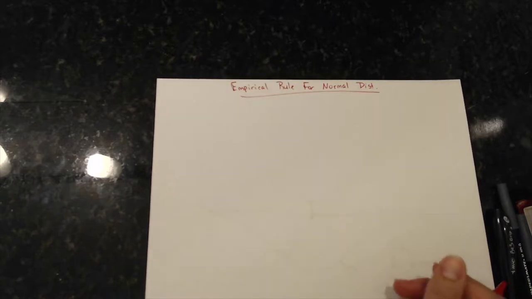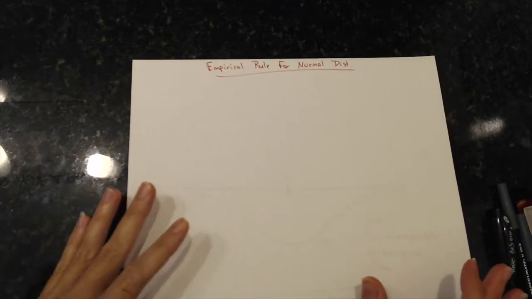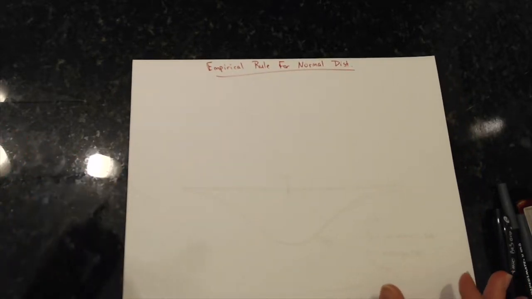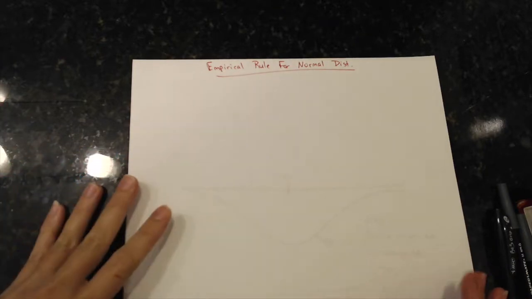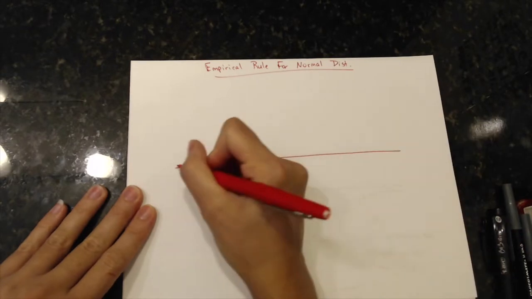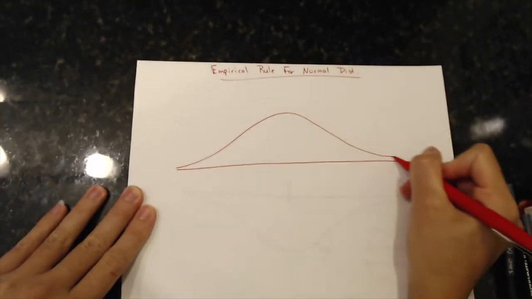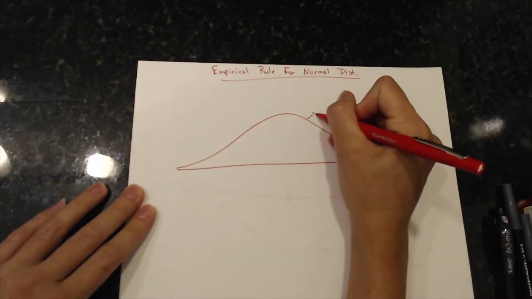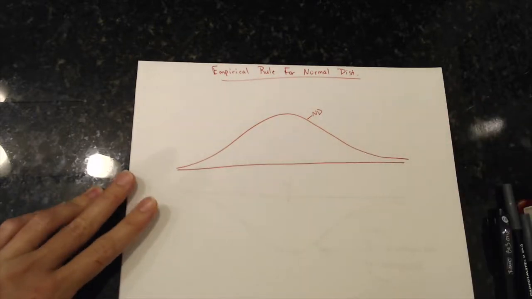Okay, hello again. Today we're going to talk about the empirical rule for normal distributions. This is something that you learn in statistics. And just to recall, normally distributed data follows what we call the symmetric bell-shaped curve. And I always like to label it ND for normal distribution.